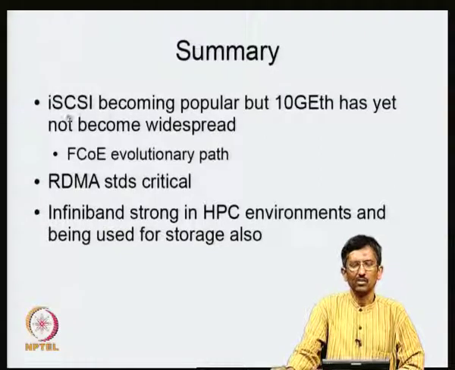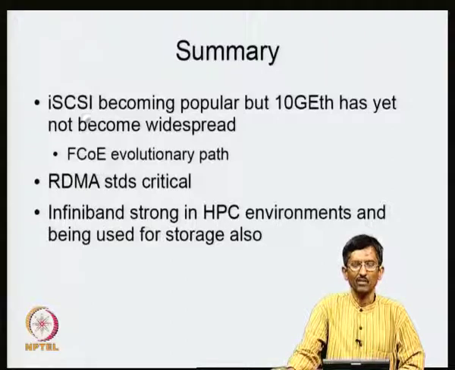Okay. So, iSCSI is becoming popular, but as far as I can see, 10 gigabit Ethernet has not yet become widespread. Therefore, its use has not become that dramatic within a departmental setting. Okay, it's still not happened. I think probably in about the next 5 years or so, if 10 gigabit Ethernet becomes very common, then iSCSI could be used as a protocol, but it's still not the norm right now.